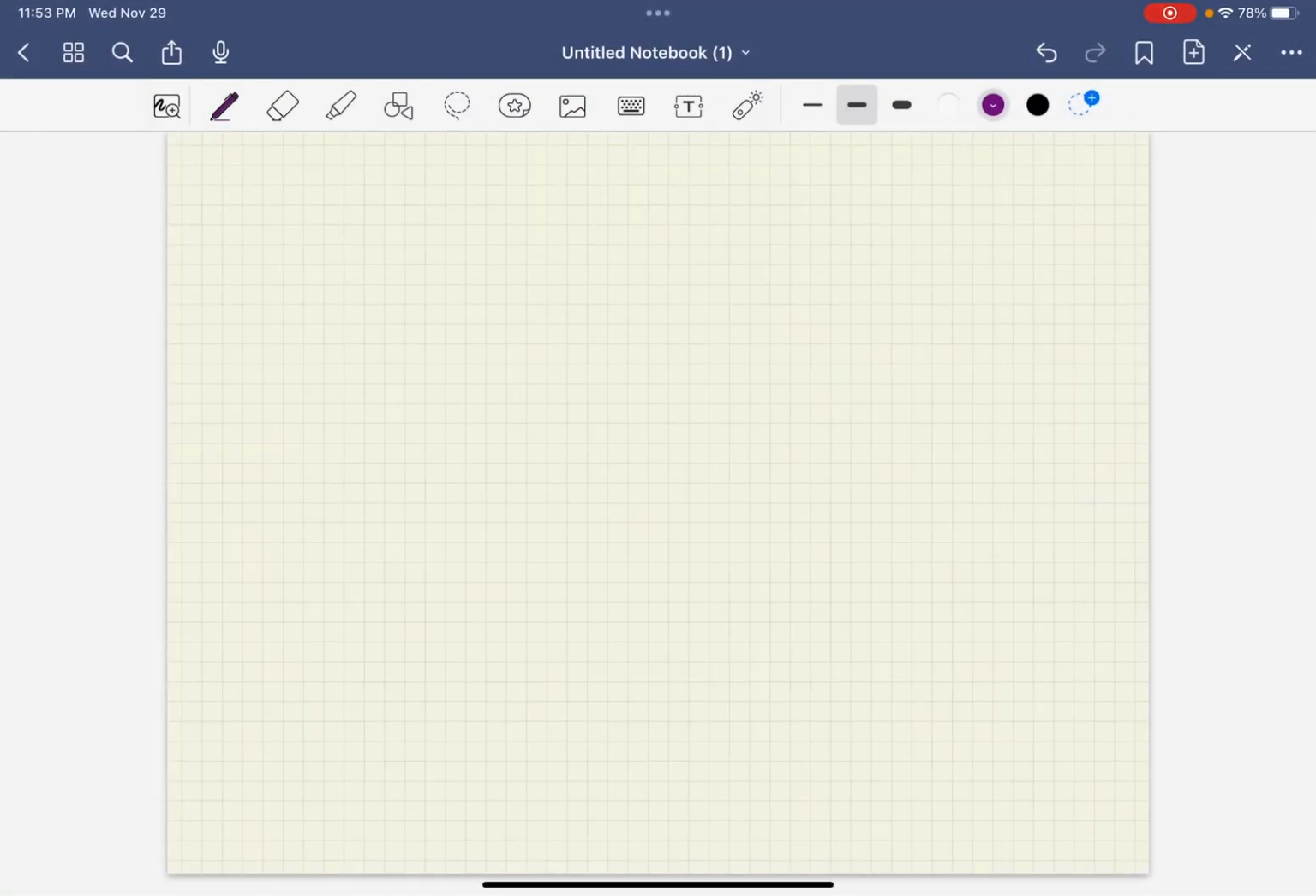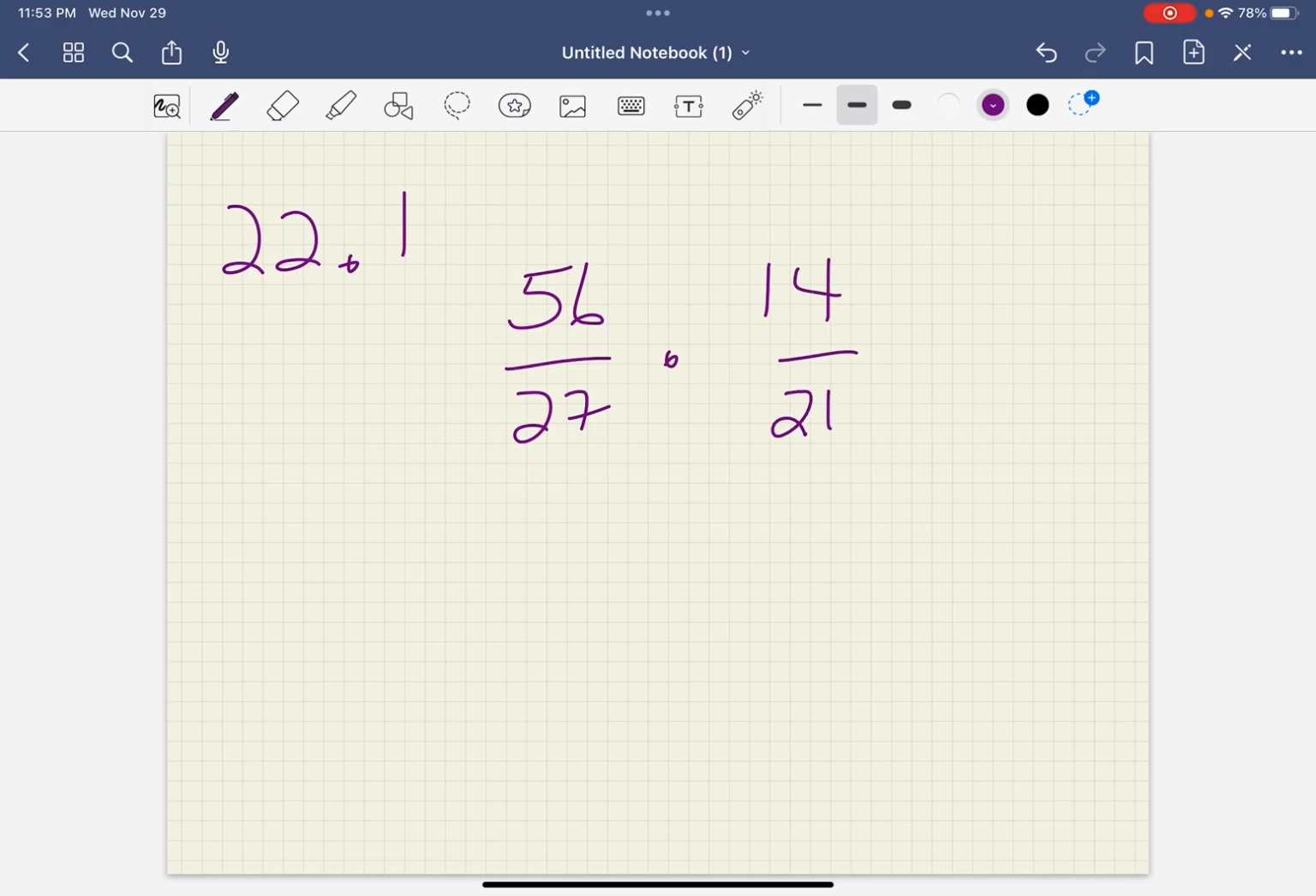Okay, we're on lesson 22, and it's multiple fractional factors. In other words, multiplying more than just two fractions at a time. So this is on page 76, and it says to multiply 56 over 27 times 14 over 21 times 15 over 22.